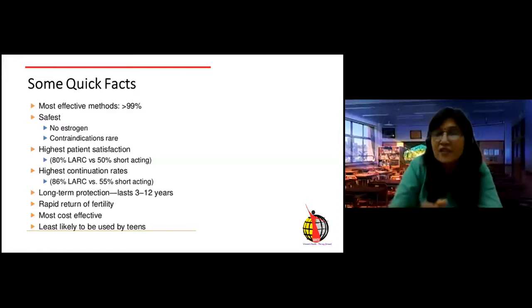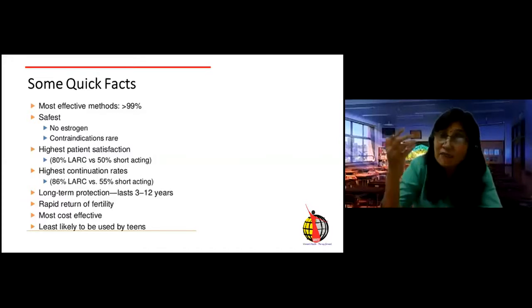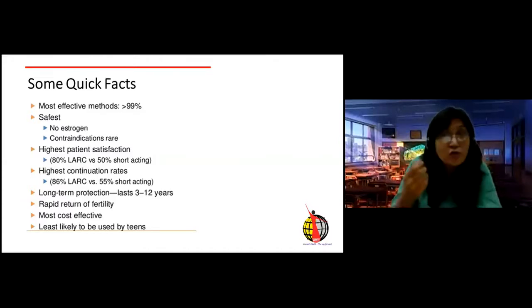Long protection, the maximum protection given is up to 12 years. So if the LARC is used once, it can give protection up to 12 years. I'm using the words "up to", that you should understand. Rapid return of fertility is there once the LARC is removed.